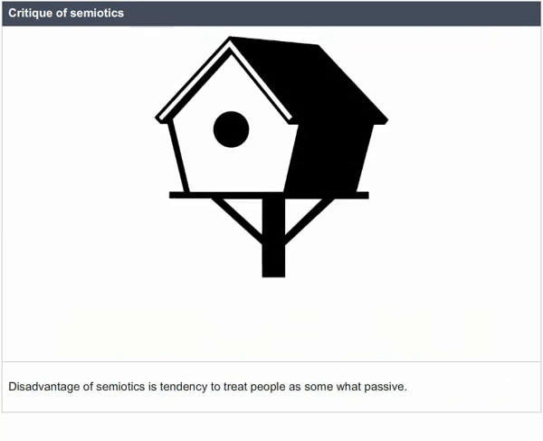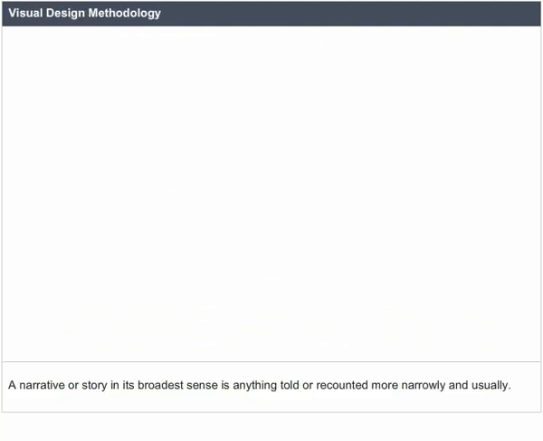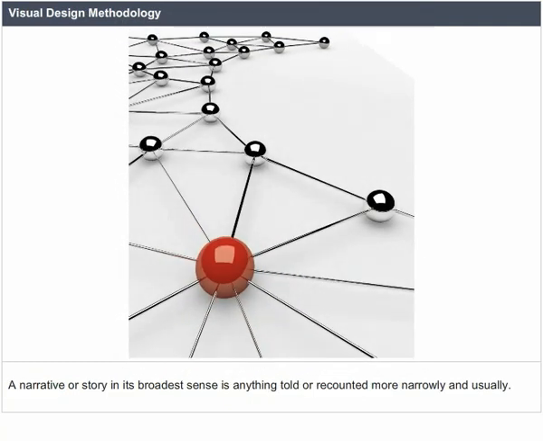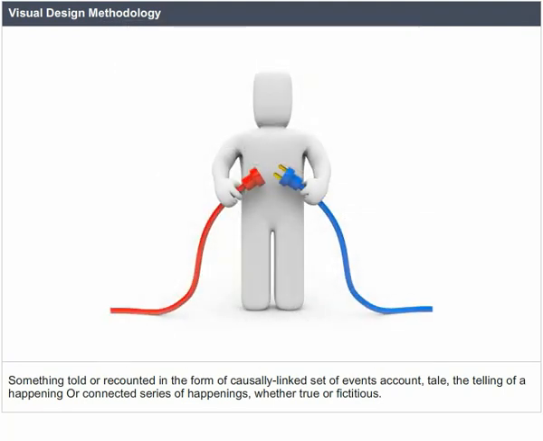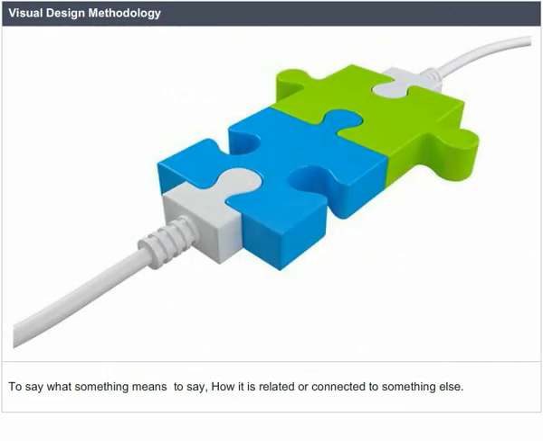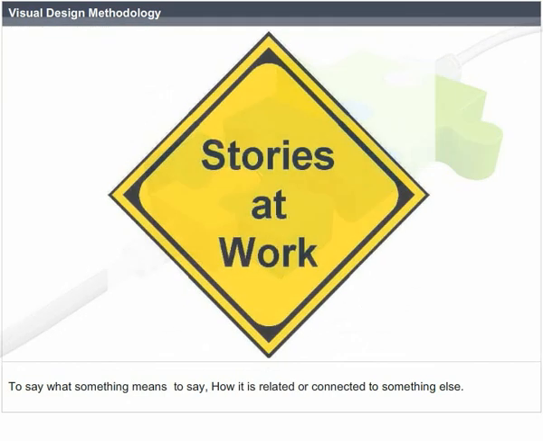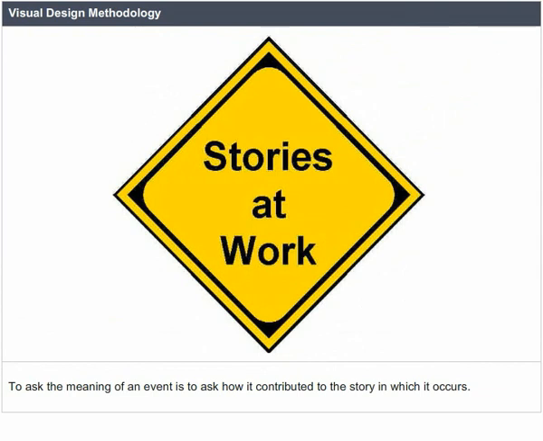Visual design methodology. A narrative or story in its broadest sense is anything told or recounted, more narrowly, and usually, something told or recounted in the form of a causally linked set of events. Account, tale, the telling of a happening or connected series of happenings, whether true or fictitious. To say what something means is to say how it is related or connected to something else. To ask the meaning of an event is to ask how it contributes to the story in which it occurs. It is the connections or relations between events.